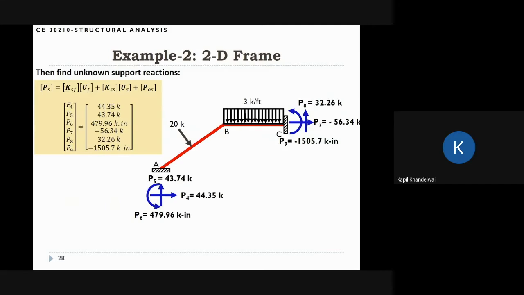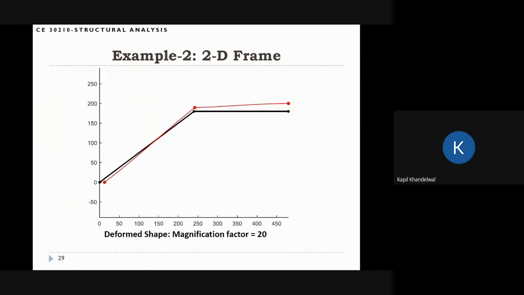And then we will move forward. And this is how the displaced configuration of this frame looks like. I'm using a magnification factor of 20 to plot this. Again, I got this from the MATLAB code that I have.